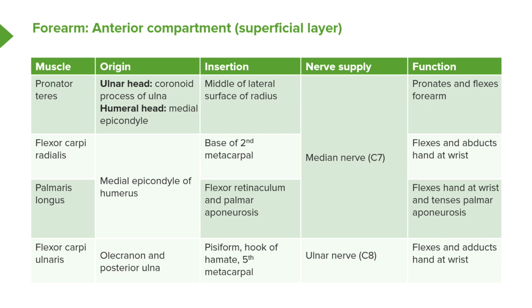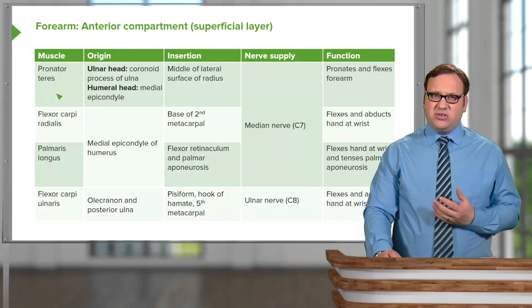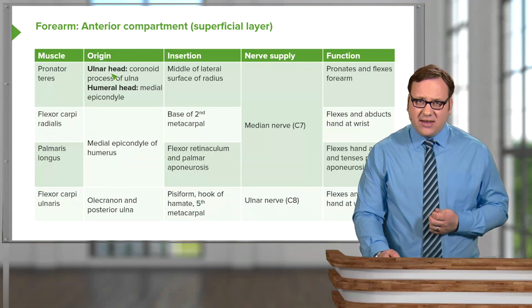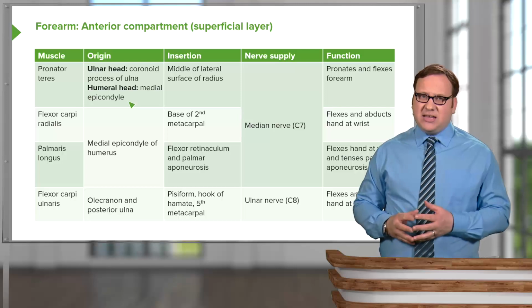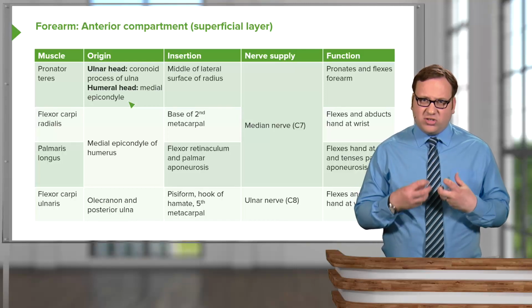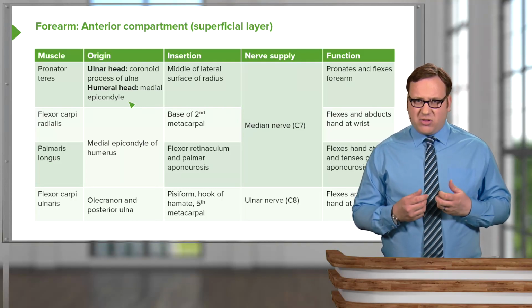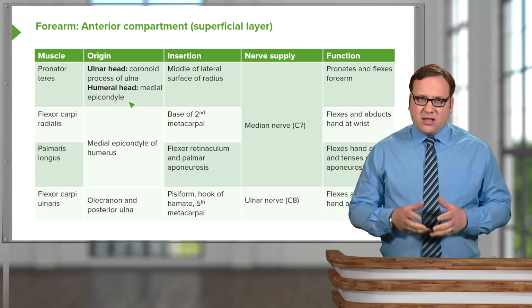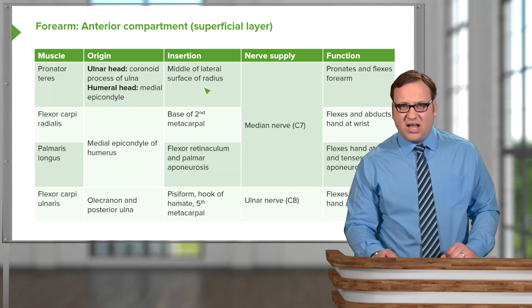We can see in the superficial layer we have pronator teres, flexor carpi radialis, palmaris longus, and flexor carpi ulnaris. If we look at pronator teres, we've got two heads of pronator teres because they have a different origin. An ulnar head coming from the coronoid process of the ulna, and a humeral head, which is coming from that medial epicondyle. This is why it's important to have those bony attachments, those bony landmarks from the osteology lecture previously. The pronator teres muscle is going to insert onto the middle of the lateral surface of the radius.